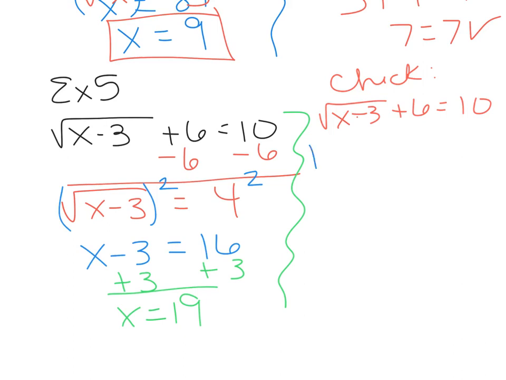So square root of 19 minus 3 plus 6 equals 10. Now, one thing I do want to remind you of, when you're checking, you do not move things from side to side like we did over here. We subtracted this 6. You're not going to do that here. When you're checking, everything stays on the same side and you just simplify it down.